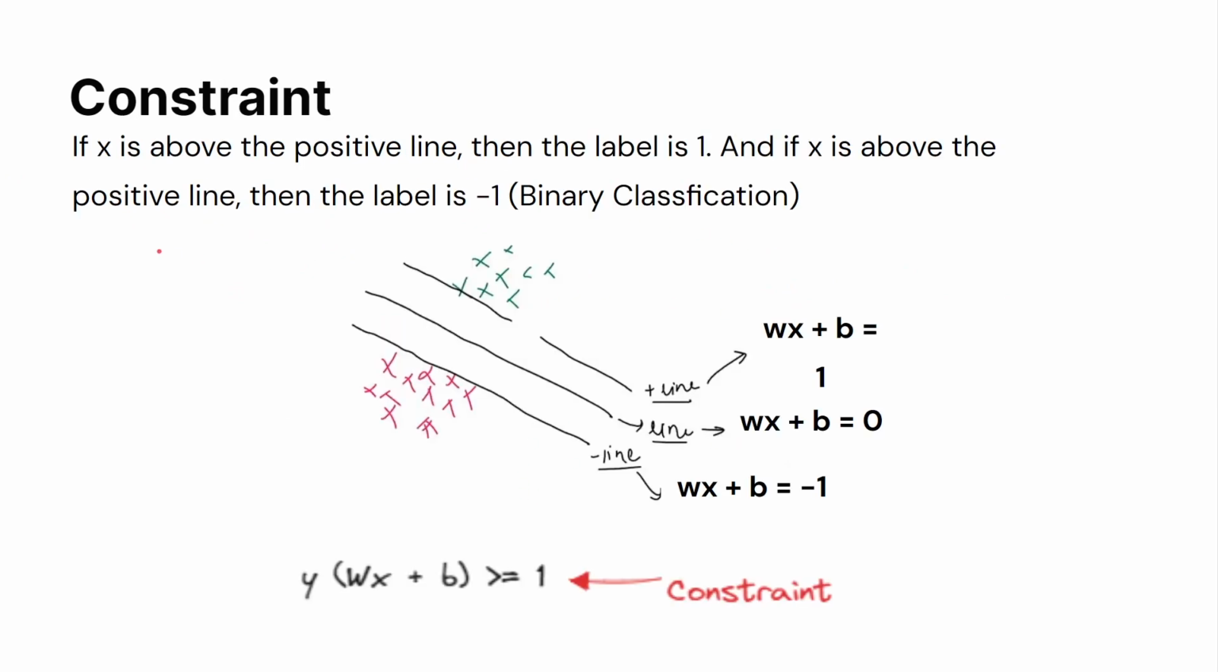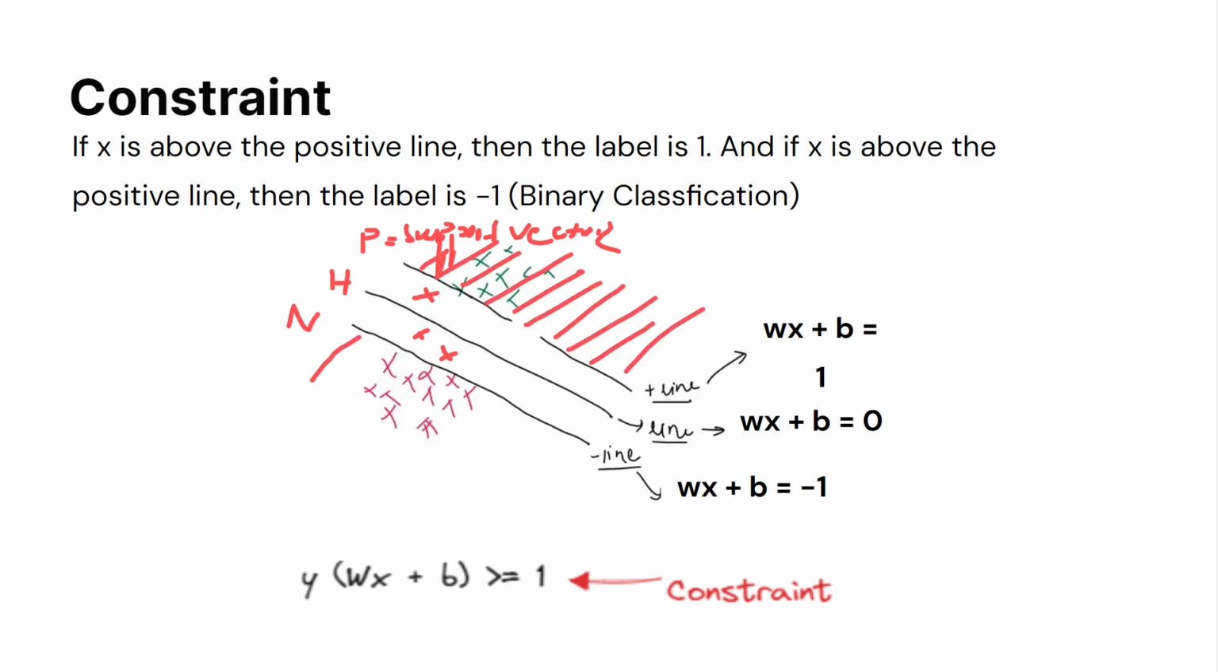The next thing we want to do is define the constraints. We have the positive support vector, and we have the negative support vector, and this is our hyperplane right here. The thing is, we don't want to have anything in this margin. So we add some type of constraint, meaning that the values can only be in this area, and they can only be in this area, and they cannot be here.